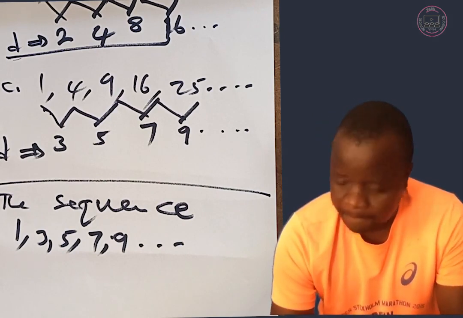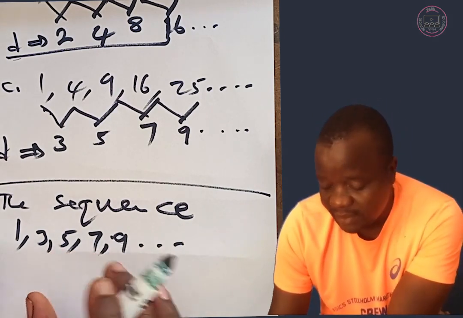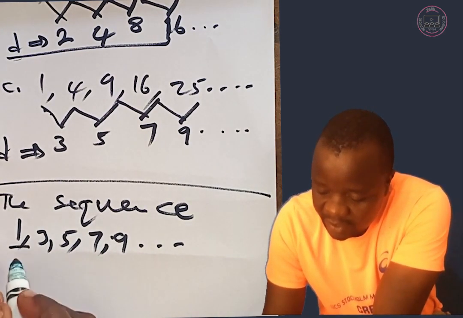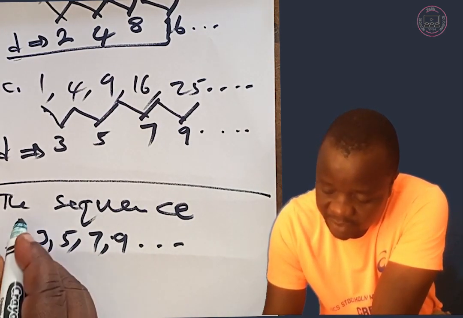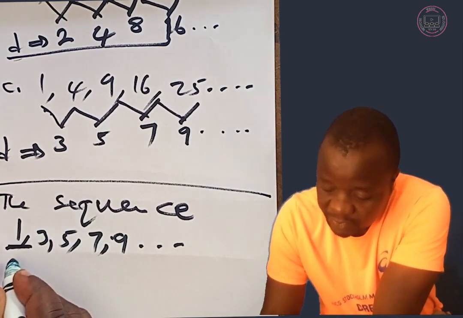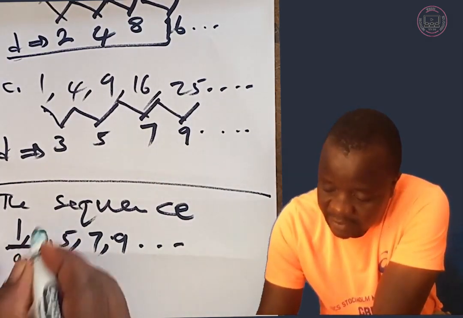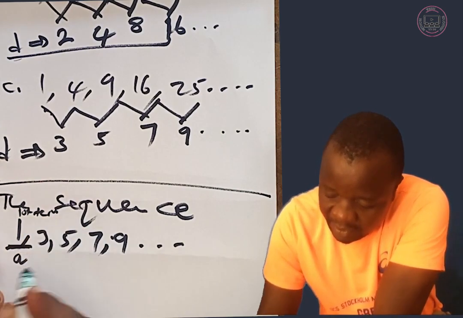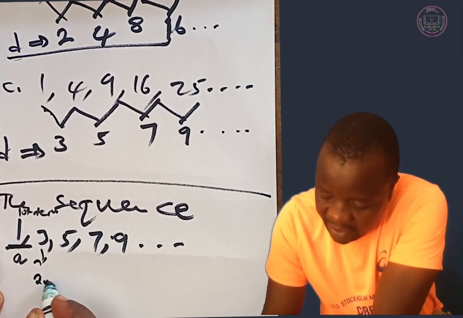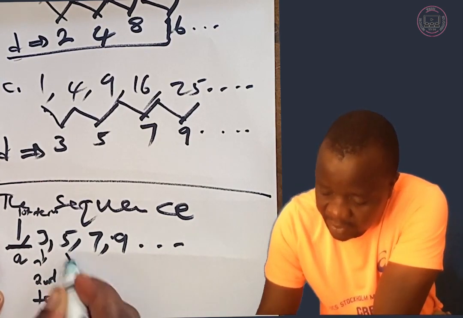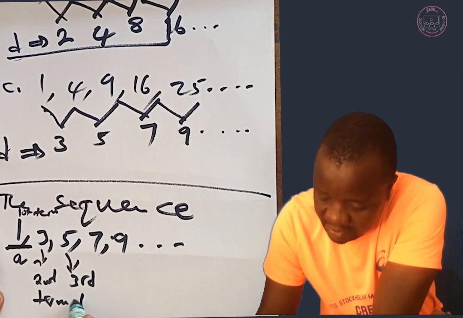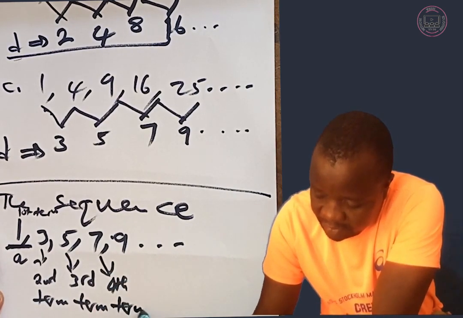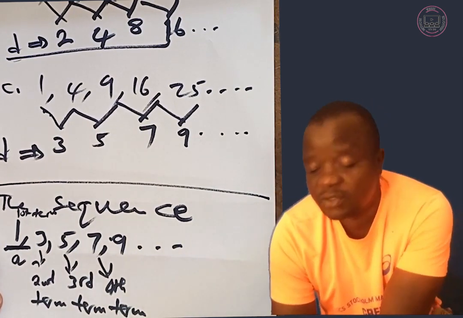But now, when we critically look at this sequence, the first term here is called the first term, which is denoted by the symbol A. This one, 1, is the first term, and the 3 is the second term. This one is the third term. This one is the fourth term, and so forth. So this continues like that.